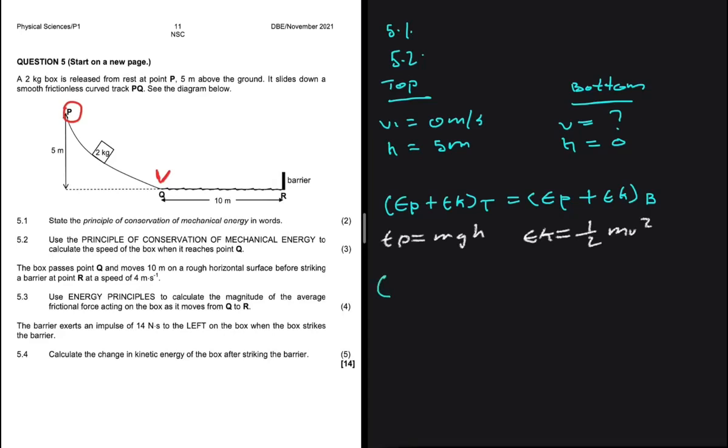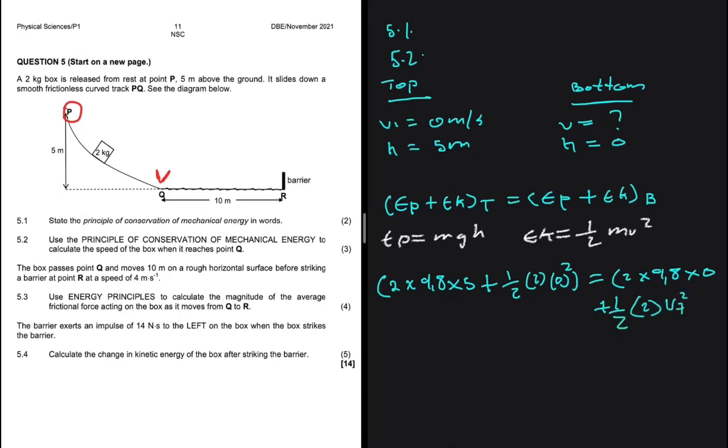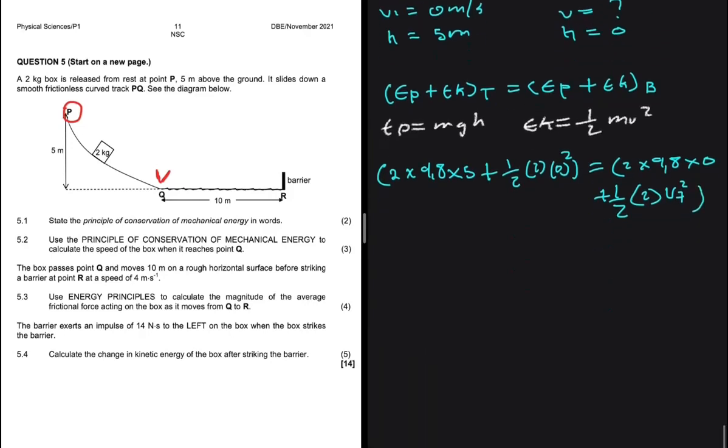So EP at the top, we're going to have the mass, which is 2 kg, multiplied by the gravity, which is 9.8, multiplied by the height, which is 5 meters, and then plus EK. So EK is a half, the mass is 2 kg, and the velocity at the top is equal to 0 because our object is sliding from rest. And then this will be equal to EP at the bottom. So EP at the bottom, we have the mass 2 kg multiplied by 9.8 multiplied by 0, because at the bottom the height is equal to 0, and then plus a half, the mass is 2 kg, and then VF squared. We're looking for the velocity or the speed at the bottom.